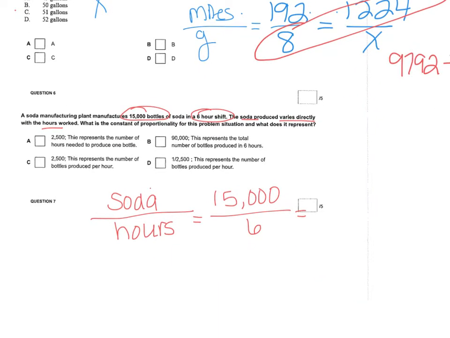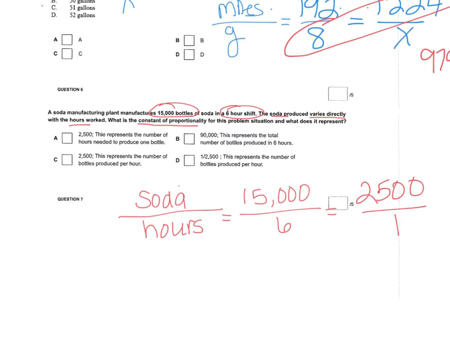What's the constant of proportionality? So the constant means per 1. So how many is produced in 1 hour? So we're just going to divide. So 15,000 divided by 6 means that they can make 2,500 in 1 hour.